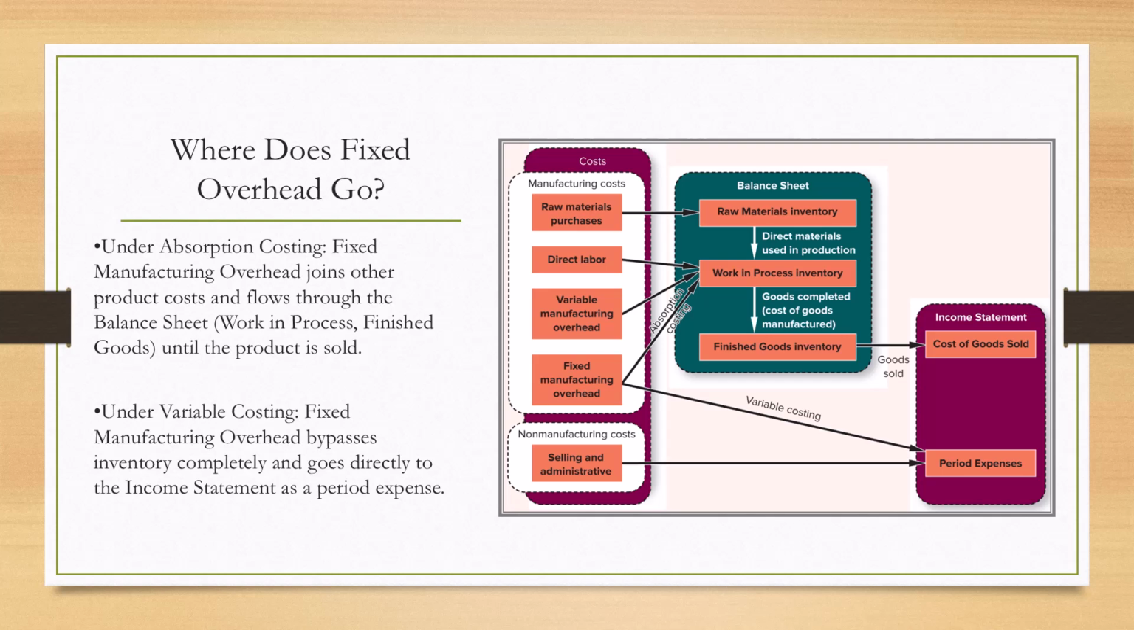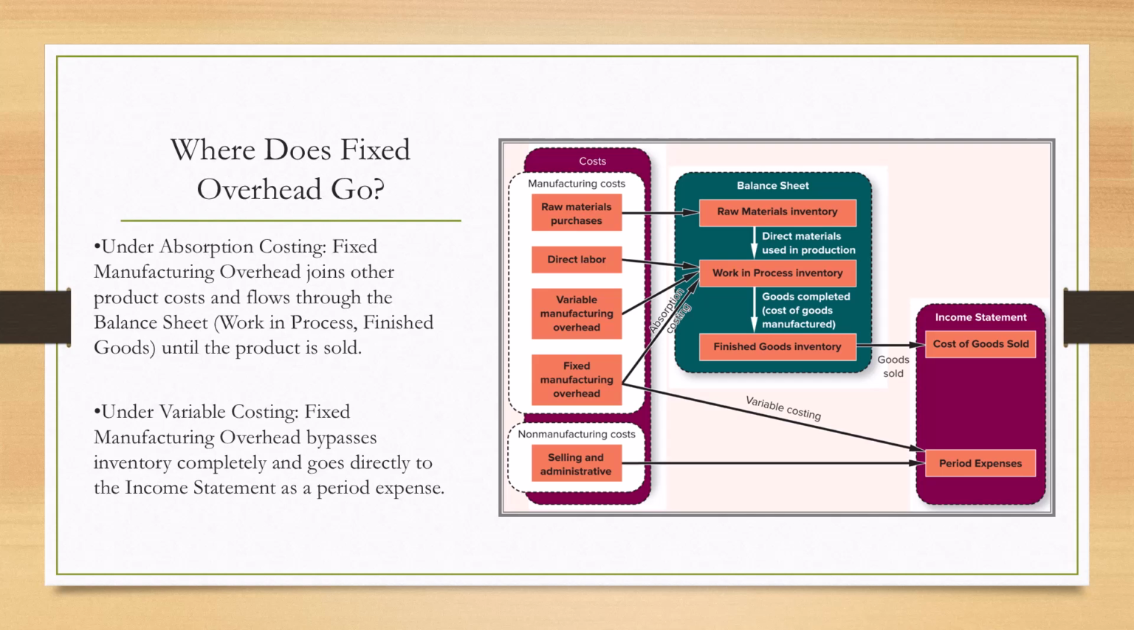This flowchart provides a powerful visual of that core difference. Notice the path that fixed manufacturing overhead takes. Under absorption costing, the fixed manufacturing overhead costs join the other manufacturing costs and flow into the balance sheet, first as work-in-process inventory, then as finished goods inventory. Only when the goods are sold do these costs move to the income statement as part of cost of goods sold.